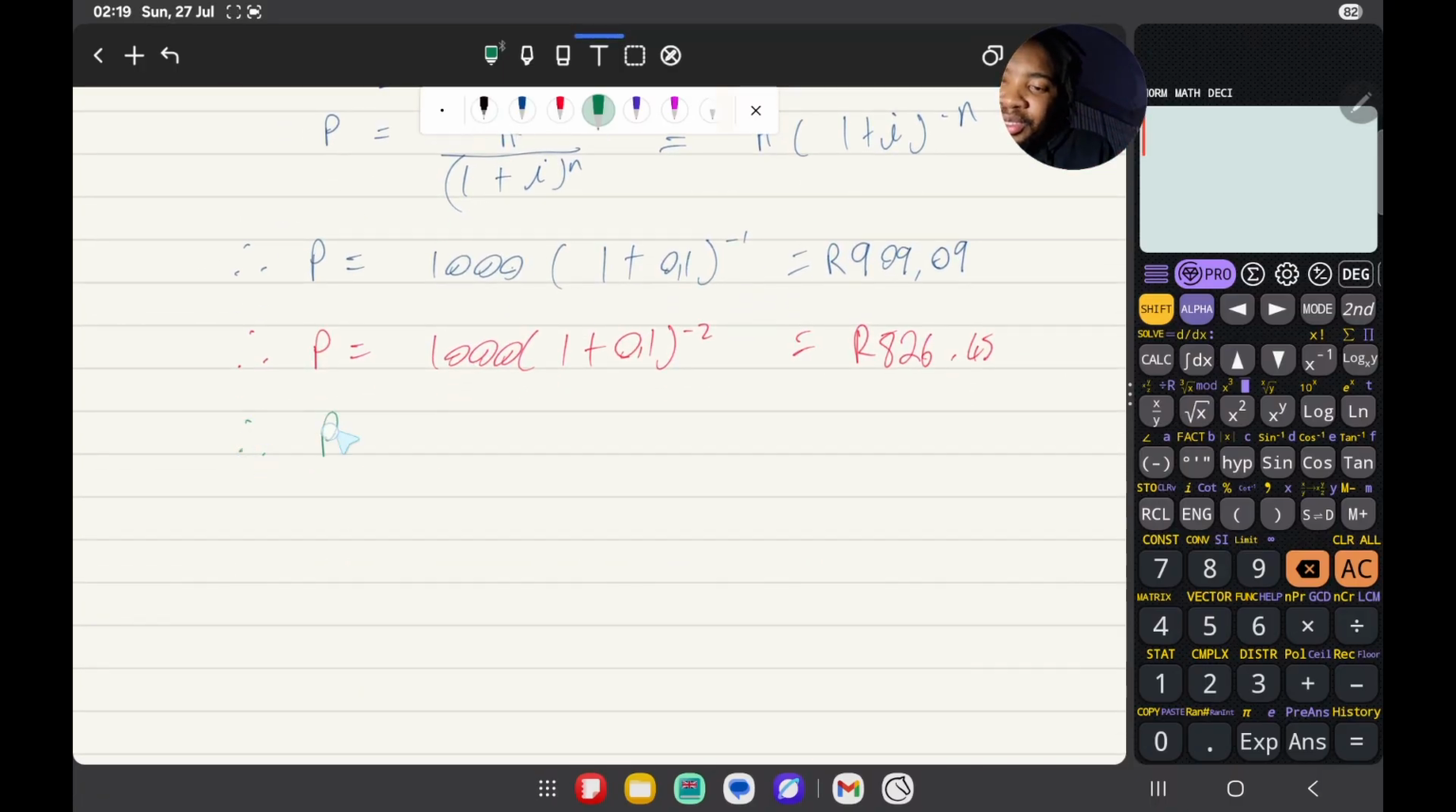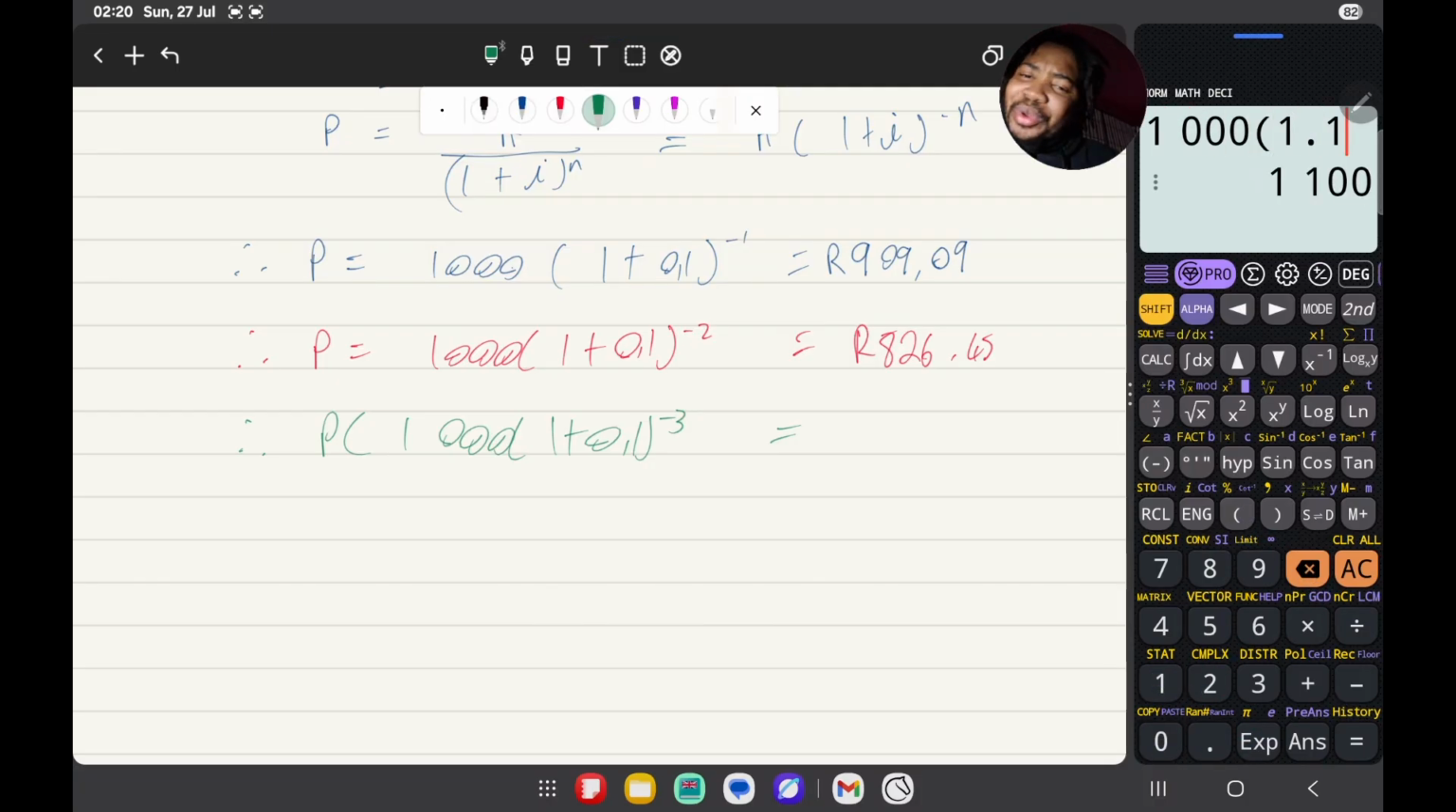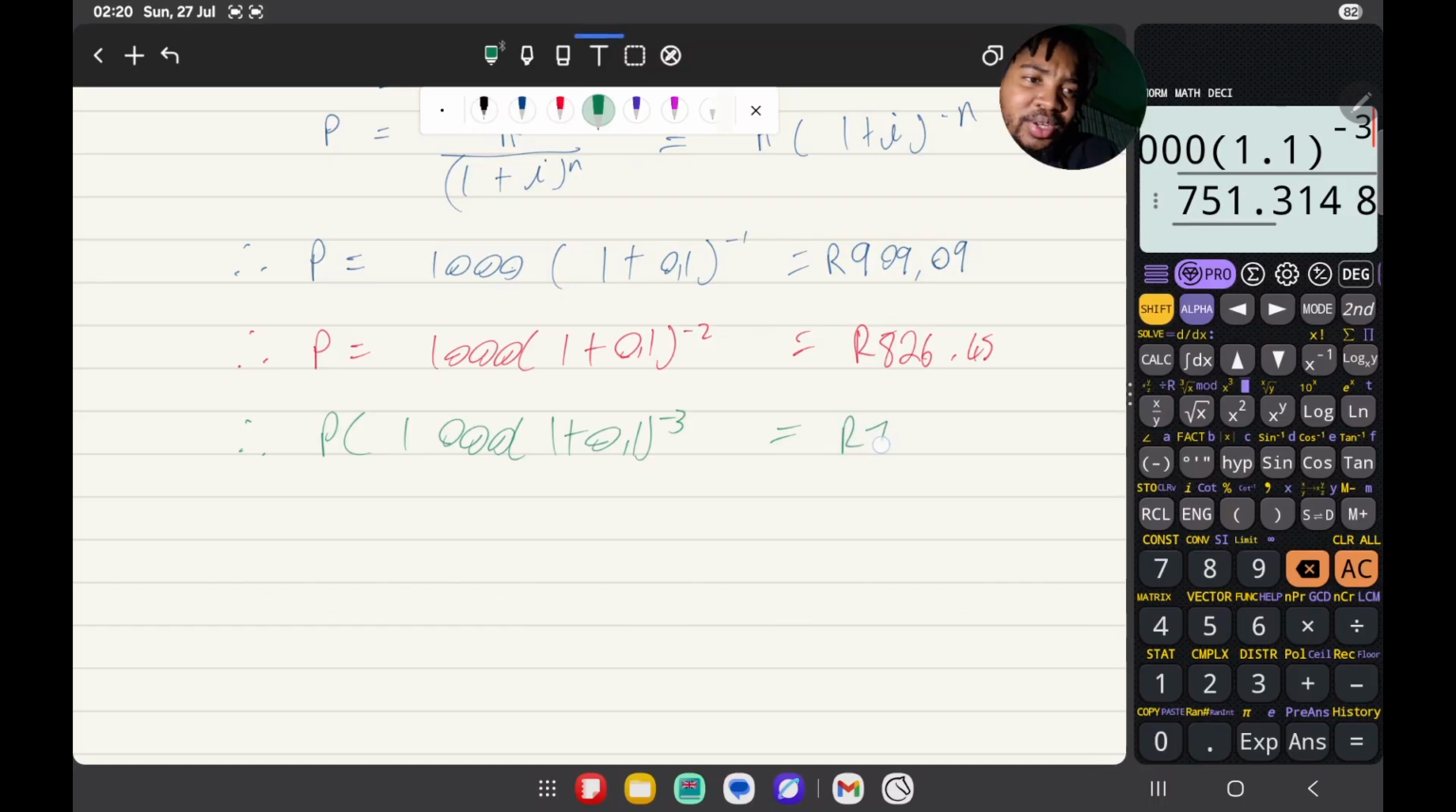So here it's gonna be the same idea, right? But of course here it's gonna be -3, because 3 years. 1,000 into 1.1 to the power of -3, right? And we're getting 751 rand, 31 cents. Cool.